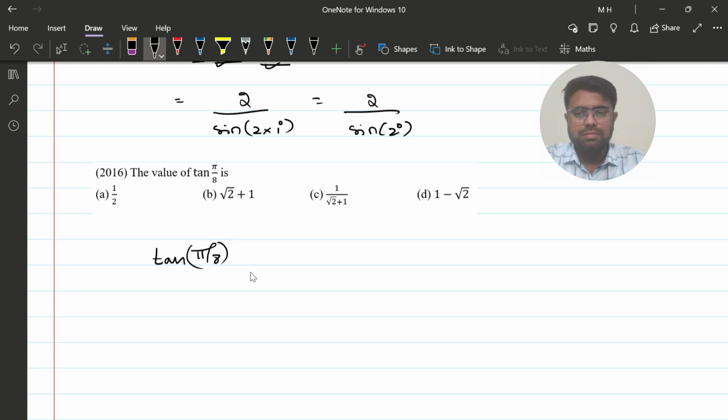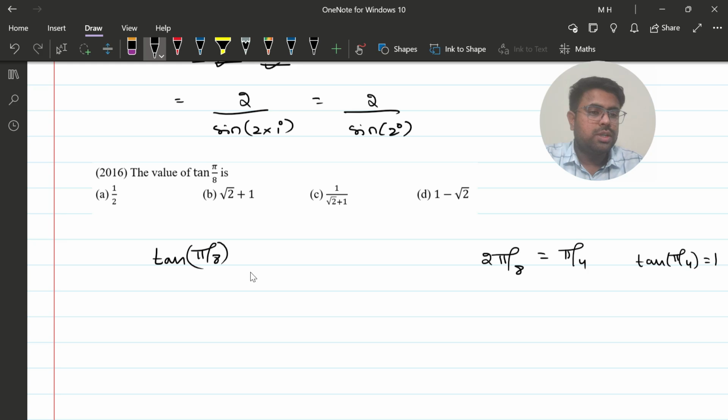Okay, so see, we have got tan pi by 8. Do we know tan of any multiple of pi by 8? Yes. What is it? It is 2 times pi by 8. What is 2 times pi by 8? It is pi by 4. We know tan pi by 4, right? What is tan pi by 4?